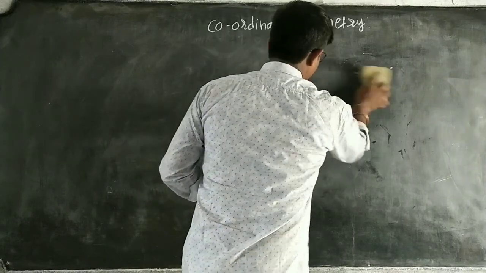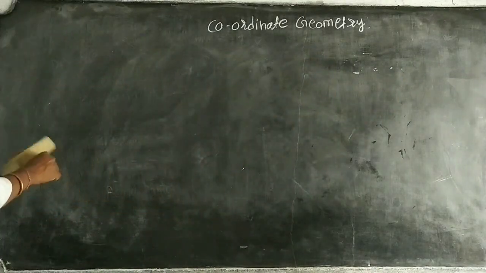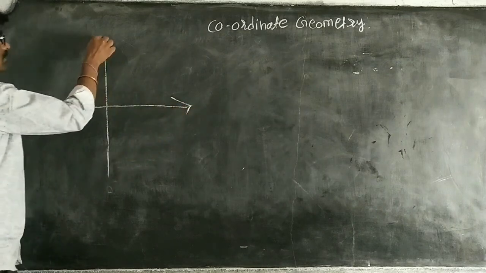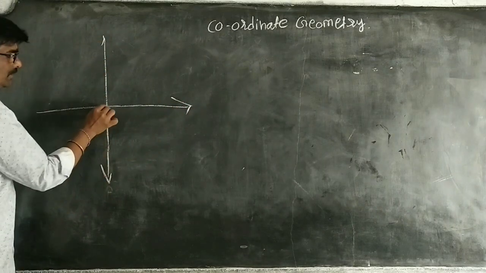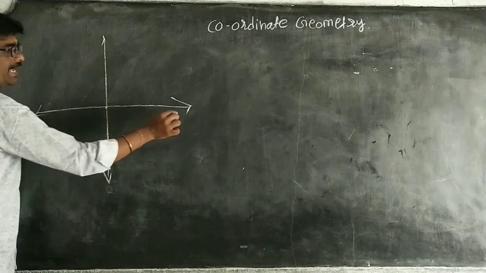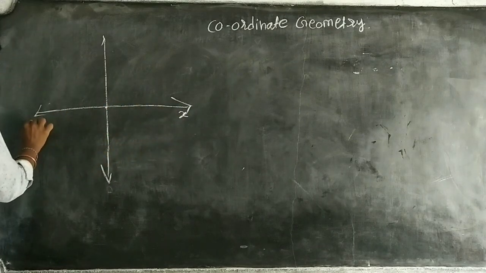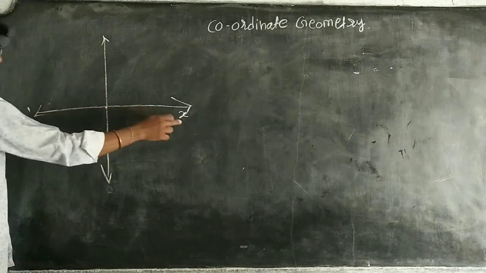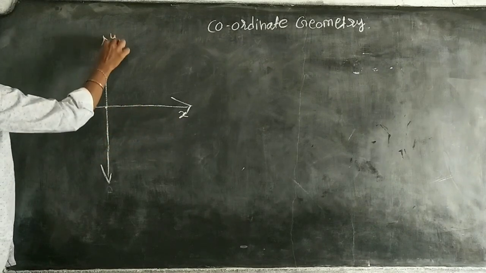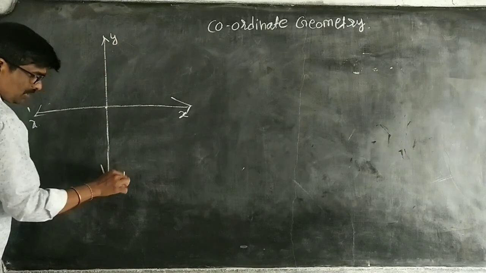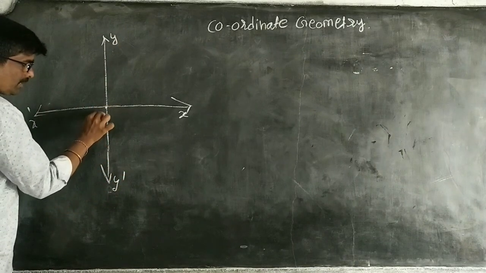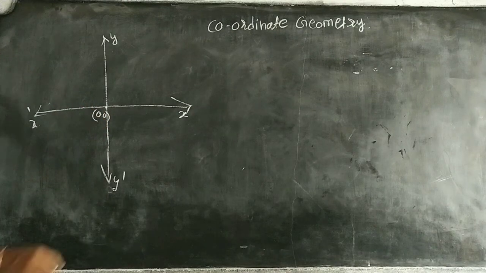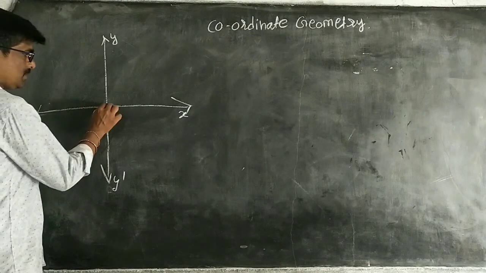In coordinate geometry, first we are given a plane. Here this is the x-axis and this is the y-axis, and this is x dash and y dash. On graph paper we can easily understand. So this is 0, 0.